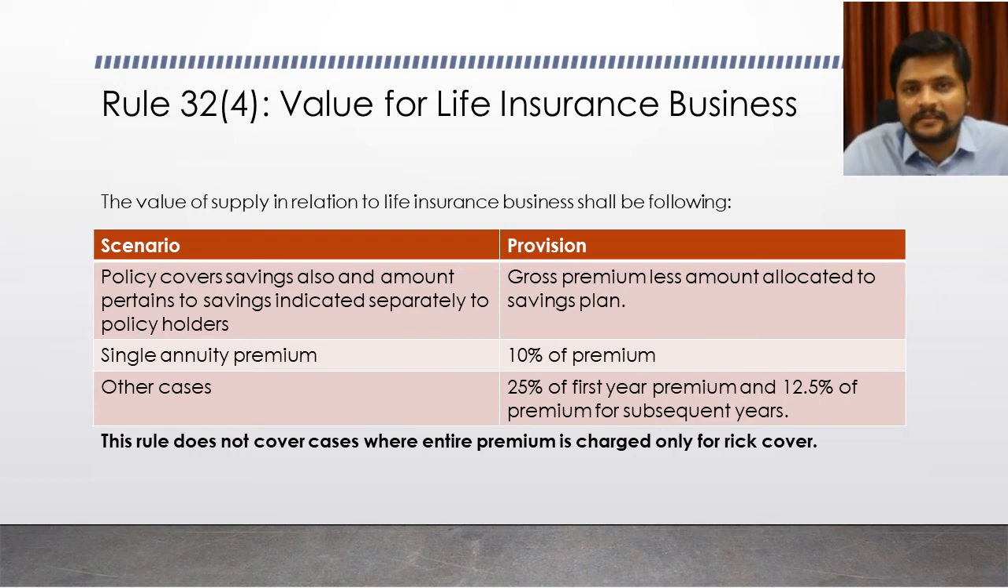For the next years, whatever the subsequent years, the value will become 12.5% of the premium. This rule does not cover cases where the entire premium is charged only for risk cover. It means, if there is a policy which has both a risk element as well as a savings element, then only you can refer to these rules. If the policy is only for the risk element, you will not refer to this rule.